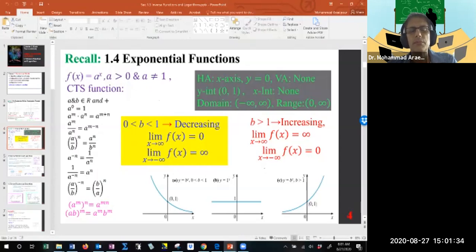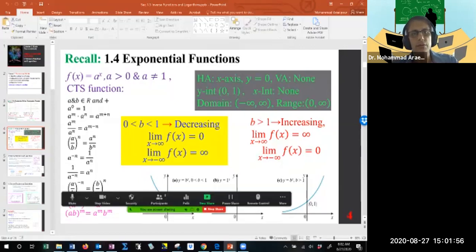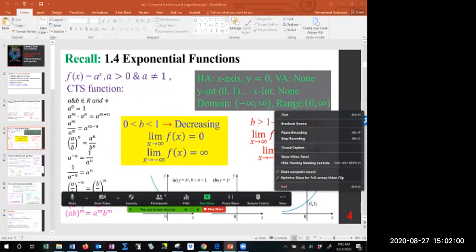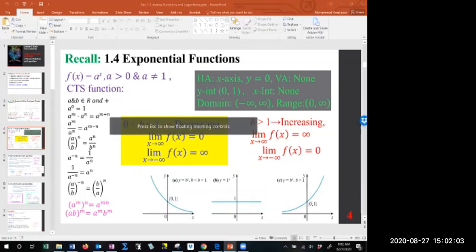Some formulas for exponents, exponential rules were discussed, and then the exponential function. And the main thing to remember, the base is either larger than 1 or between 0 and 1, because if it's equal to 1, it is not an exponential function. So we're going to go to the new stuff now. Okay. And so let's get started by putting it in a slideshow.